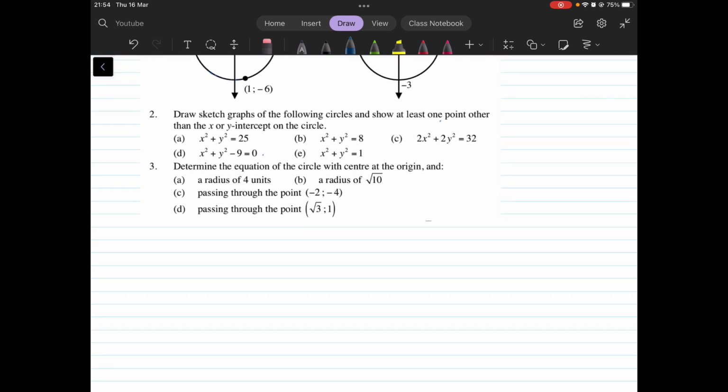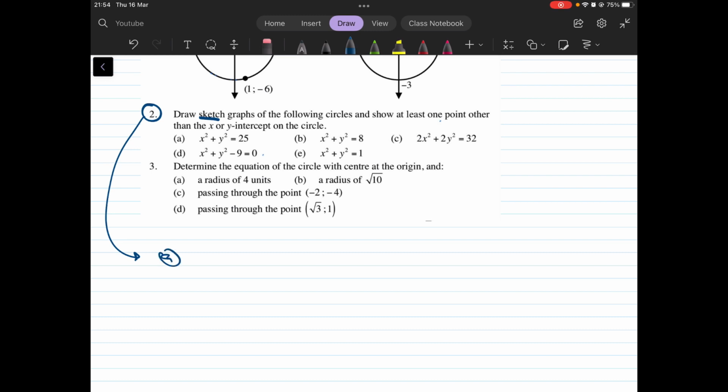With number 2, we're required to sketch graphs for the following circles and show at least one point other than the x or y intercept on the circle. So let's quickly look at that. We are given the equations as they are, and we're required to just create some rough sketches. We don't have to be too fancy with the sketch, just need to show exactly what we are required to show.